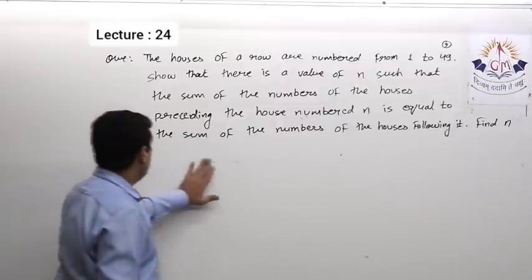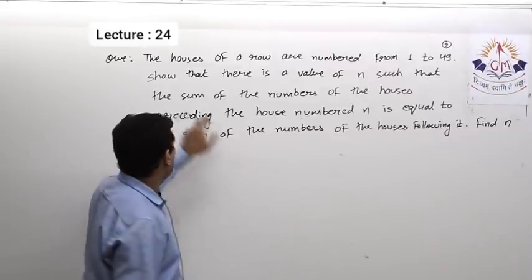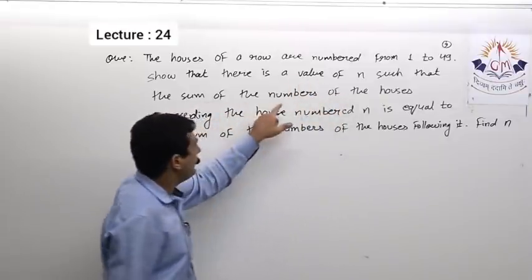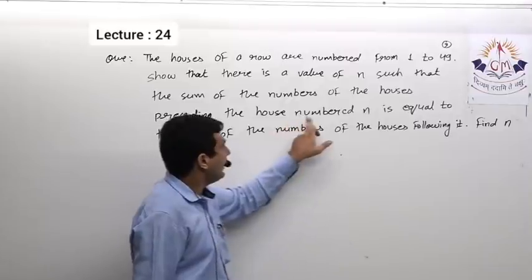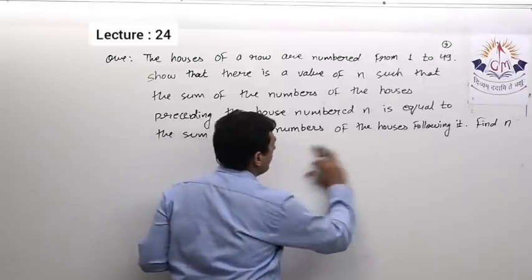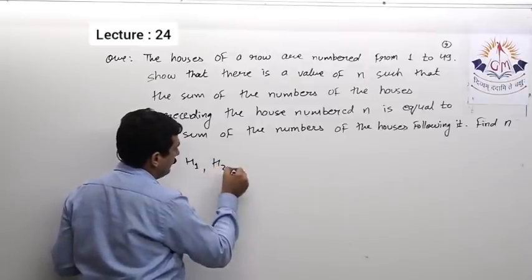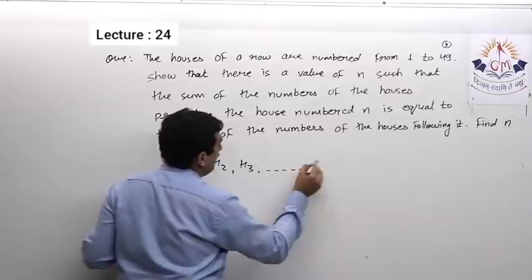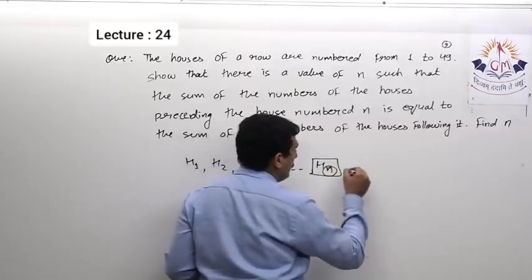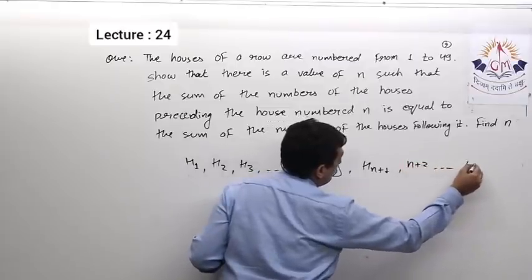Okay, here is the next question. The houses of a row are numbered from 1 to 49. Show that there is a value of n such that the sum of the numbers of the houses preceding the house numbered n is equal to the sum of the numbers of the houses following it. For a while I am considering the houses as h1, h2, then h3. Now there is a house whose number is n, and after that I will get house numbers n plus 1, then n plus 2 up to 49.